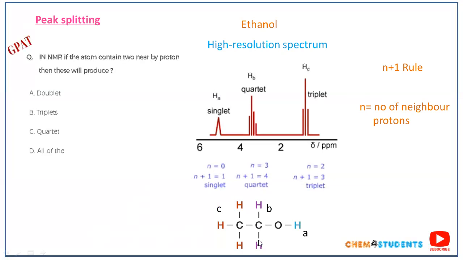So here is the GPAT question on peak splitting. In NMR, if the atom contains 2 nearby protons, then these will produce. So here the n value equals 2. Why? Because here we have 2 nearby protons. So that is the reason n equals 2, n plus 1 equals 3, which gives a triplet. So the answer is B.